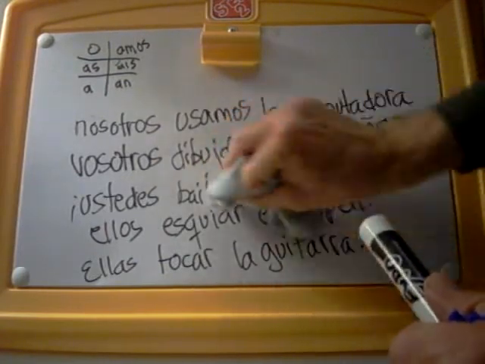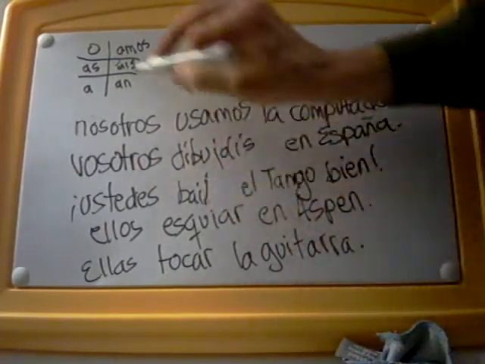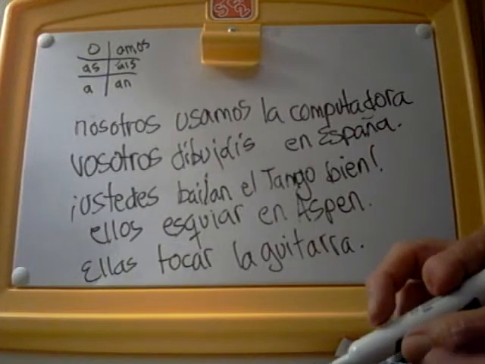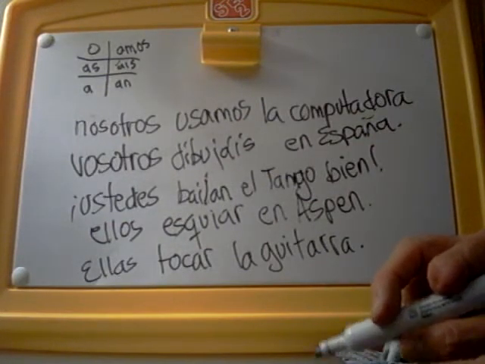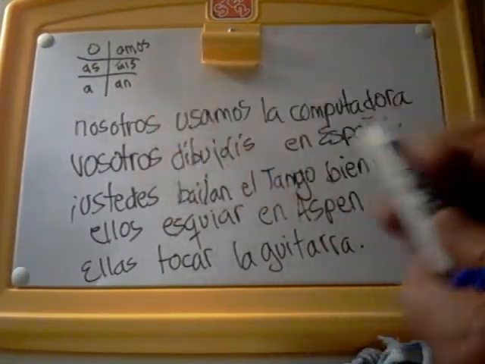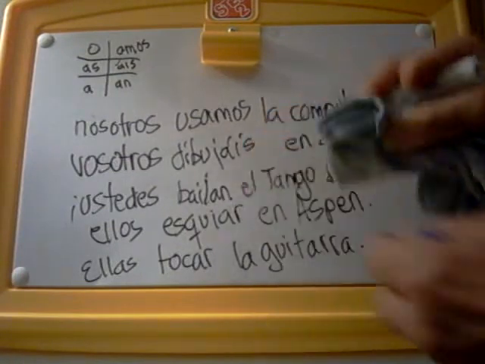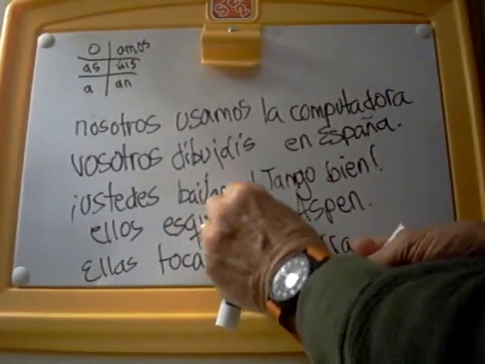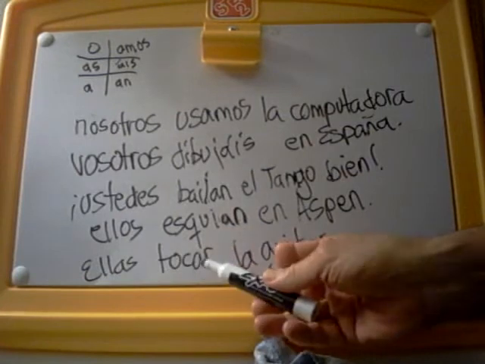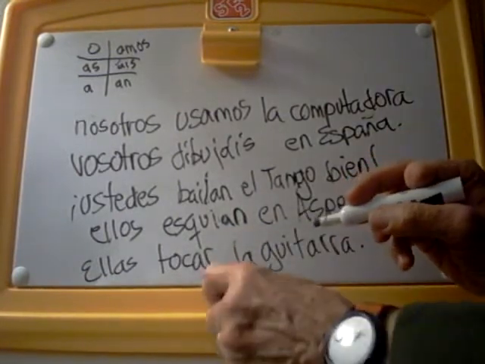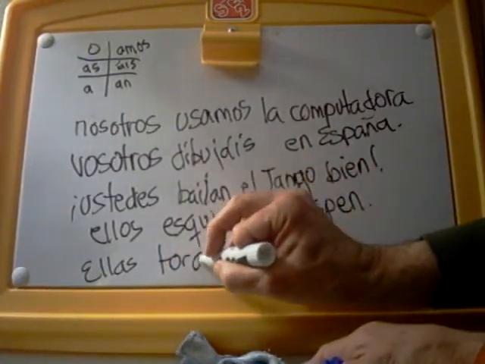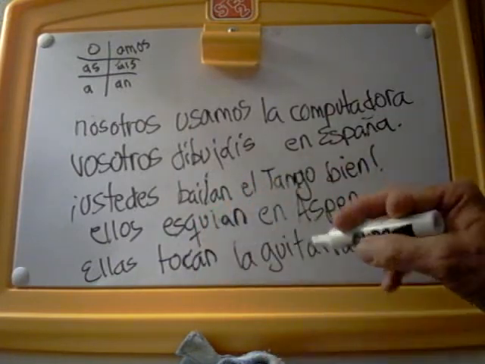And then ustedes bailar tango muy bien. I take off that AR. And for ustedes, it's AN, and you all dance tango really well. Ustedes bailan el tango bien. Ellos esquiar in Aspen. I want to say they ski in Aspen. The ending for ellos is AN. So I take off the AR right here and I put in AN. And then ellas tocar la guitarra. They play the guitar. Ellas tocan because the ending is there for that.